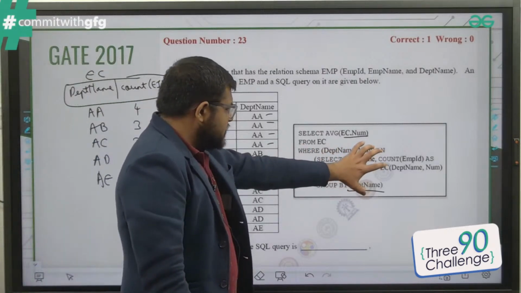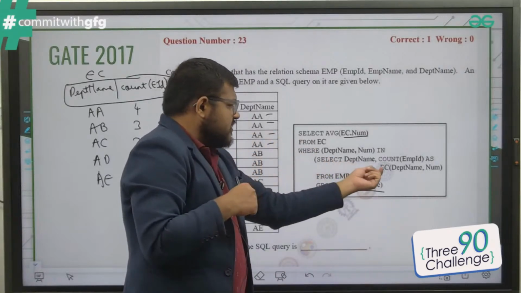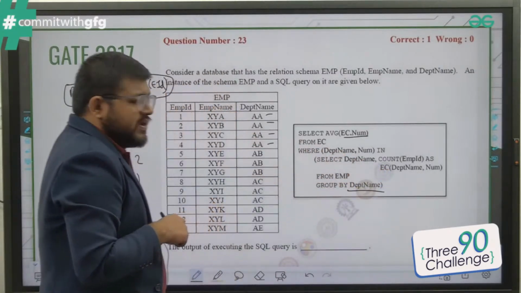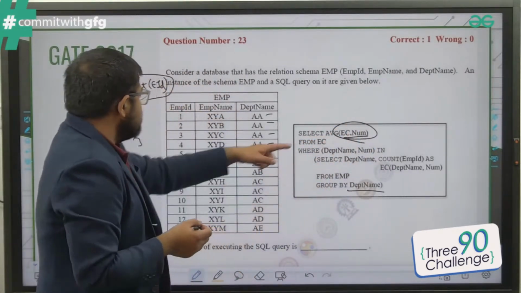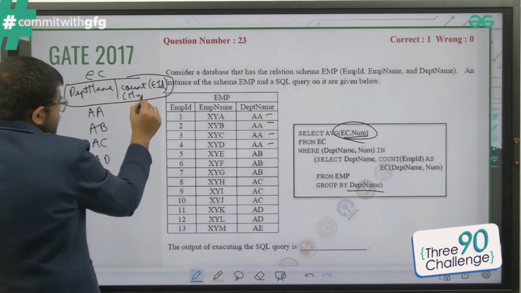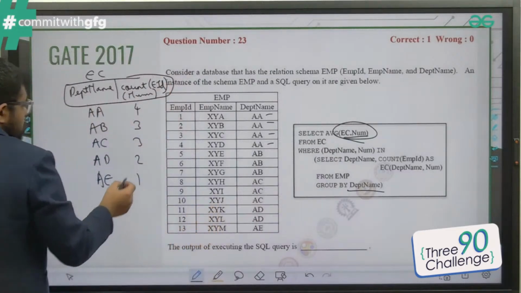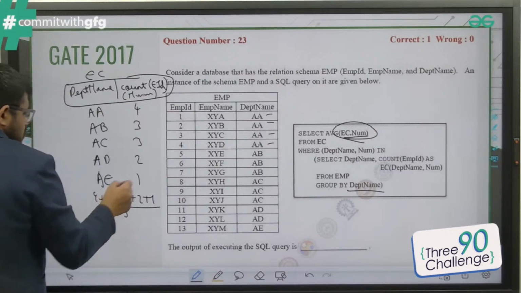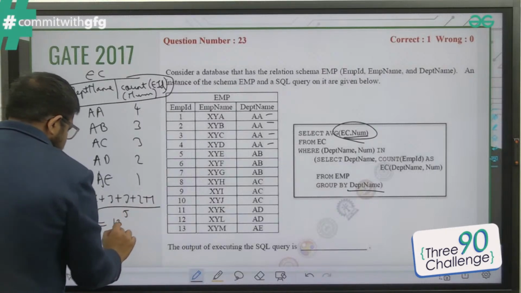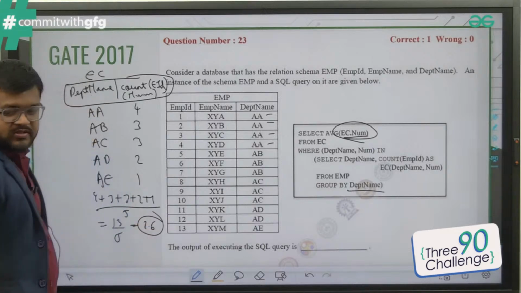Now from this inner query we get the EC table. They have renamed this table as EC, and what they have said is calculate the average of ec.num. They have renamed this count as num, and select the average of this from this table. So what will be the average value? 4 plus 3 plus 3 plus 2 plus 1 divided by 5. Total divided by total different tuples. 4 plus 3 is 7, plus 3 is 10, plus 3 is 13. 13 divided by 5: 5 2s are 10, 3 remaining, 5 6s are 30. So your answer would be 2.6.